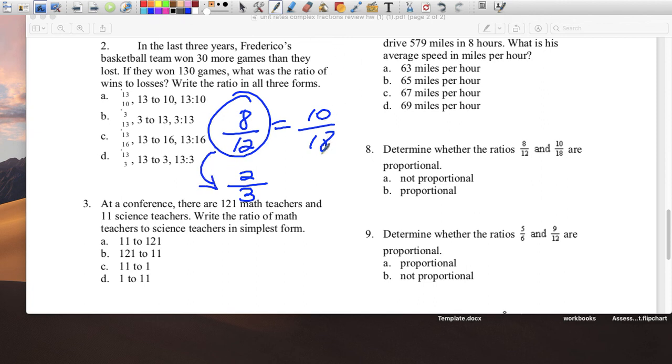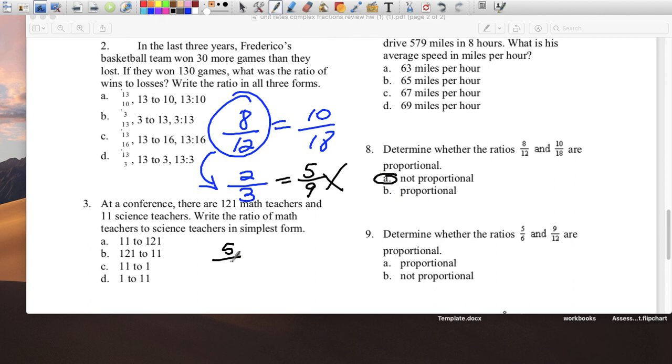What about 10 over 18? Can I simplify that? Yes, I can. I divide it by 2. Can I divide by any other number? No. If I divide 10 by 2, I get 5. If I divide 18 by 2, I get 9. Can I simplify any further? No, I can't. So, are these two ratios the same? No. So they're not proportional. That's one way of checking it, by the way.